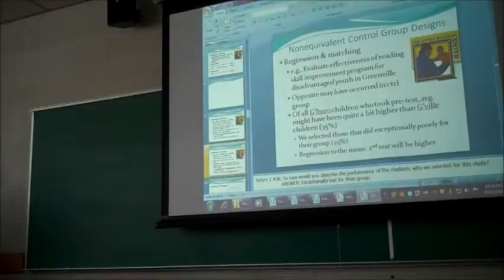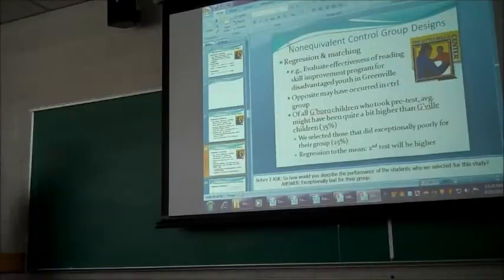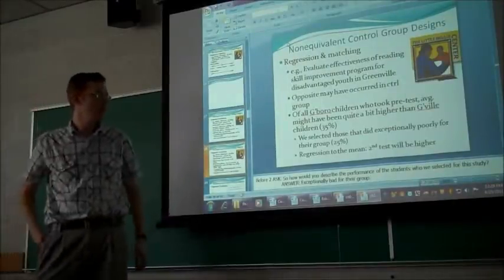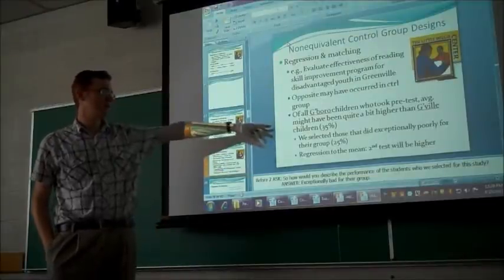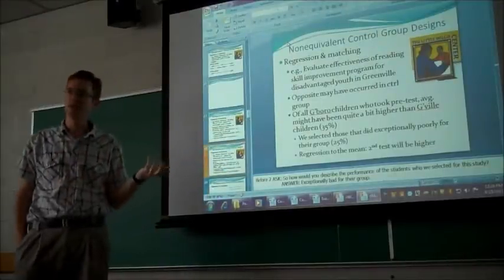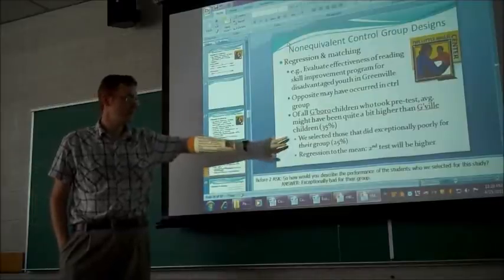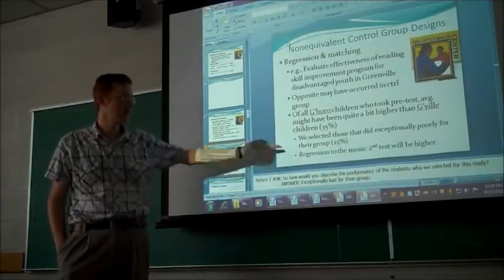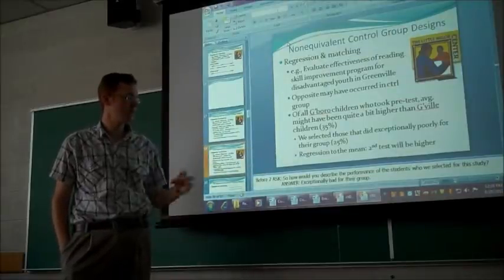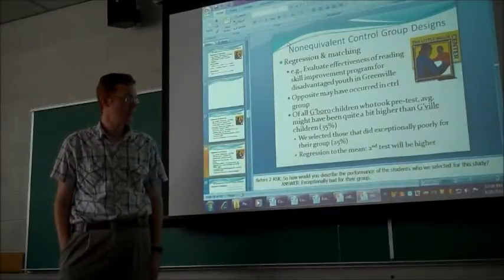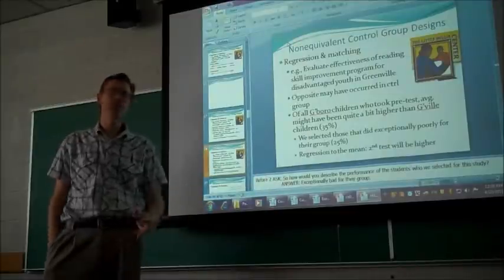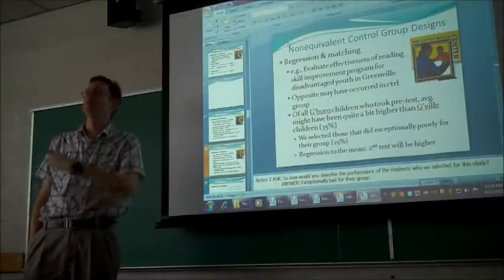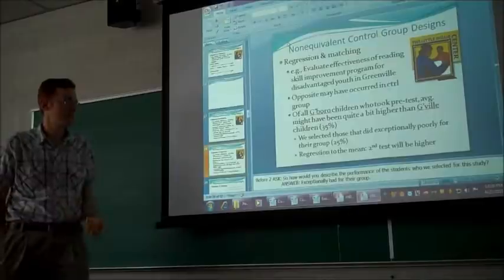And we might have seen the reverse in the Greensboro children. So on average, their scores are usually higher than the children from Greenville. And so we selected children that did pretty poorly to get that 25% score range. And so regression to the mean suggests that if they did exceptionally poorly, then they should do a little bit better the second time around.